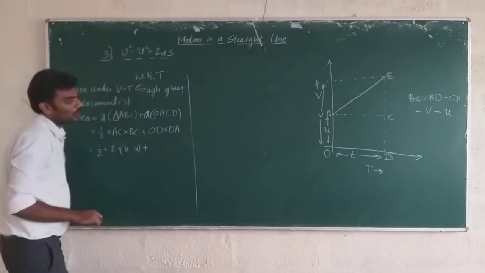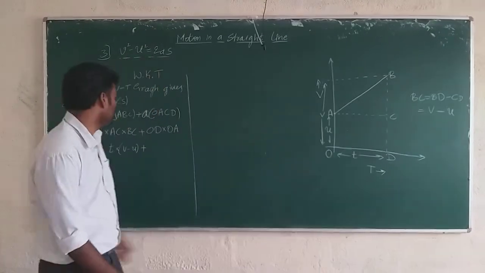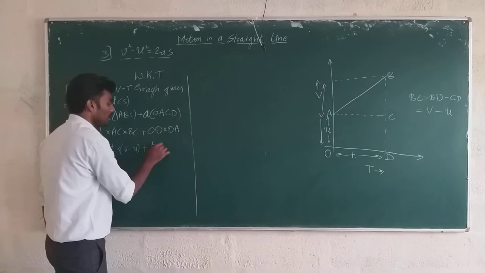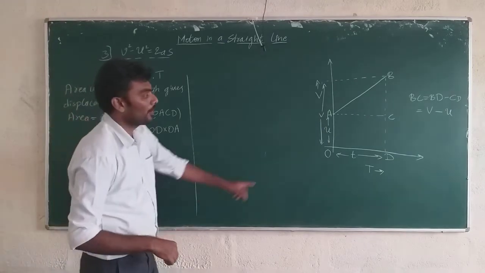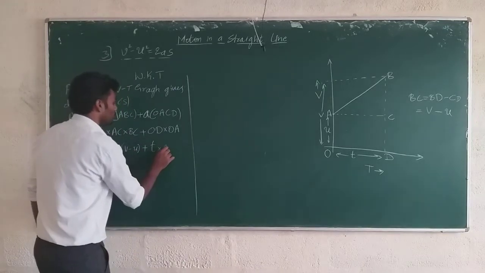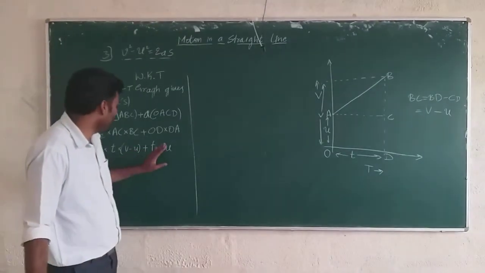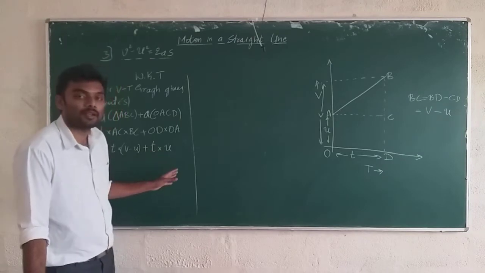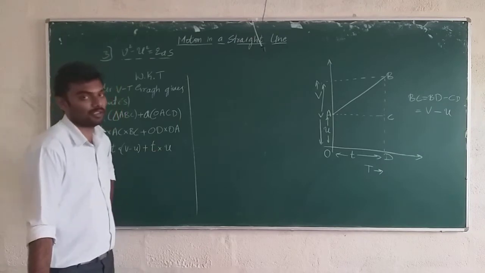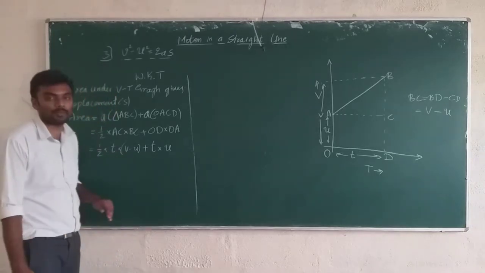Then plus OD. What is OD? OD is time taken, small t, into OA. What is OA? OA is U, right? Okay. So this is the expression. This is where we actually came in the second derivation also, isn't it? Even in the second derivation we came till this part.